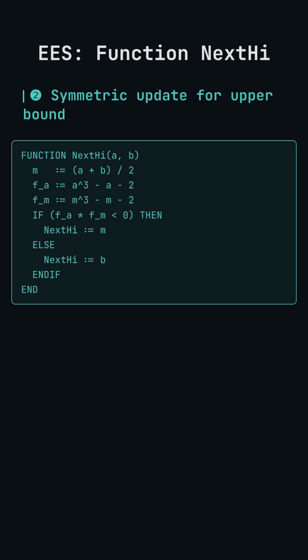Function next high is symmetric. It returns the new upper bound. Notice that if and then are on the same line with the body on the next line, followed by else and end if, each on their own line.